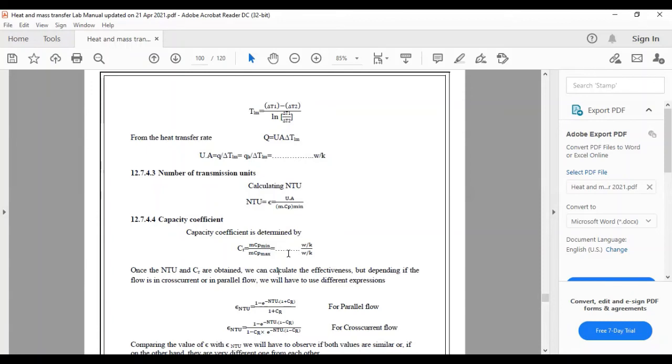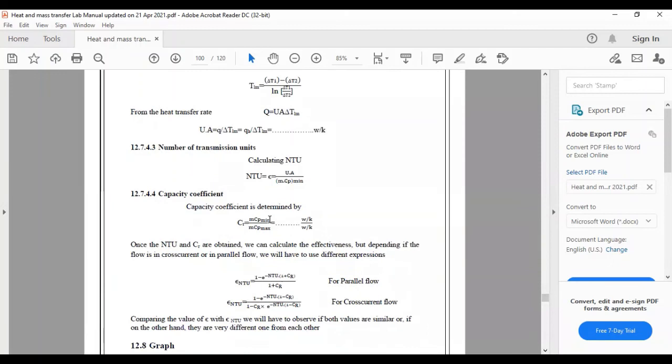From the hot water and cold water, we will multiply the values of mass flow rate with CP. The value which is less will be used as the numerator, and the maximum of both will be used as the denominator. So we will get this ratio, the capacity coefficient. And finally, we will calculate the effectiveness again, but now using the NTU method.